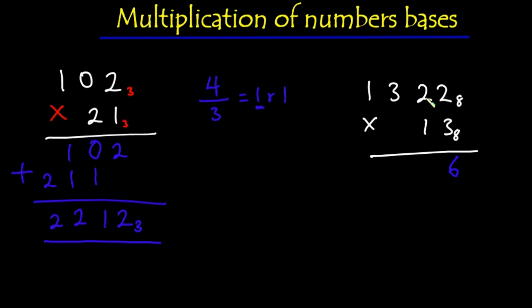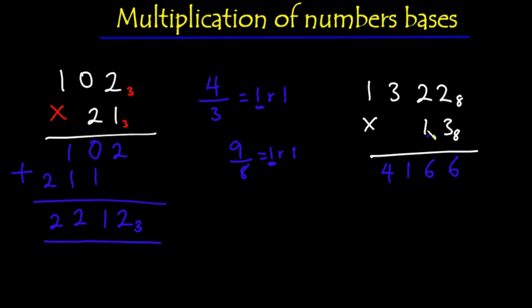Then we have 3 times 2 again, which is 6. Then we have 3 times 3, which is 9. Because the 9 is greater than the base, we can't write the 9 here. No. So what we're going to do is to divide the 9 by the base, which is 8. 8 goes into 9 one time, then we are left with 1. Remainder 1, right? So we're going to write the remainder. So we have 1 here, then let's keep this one. Next, we have 3 times 1 is 3, plus this one making 4. So we are done with this 3.